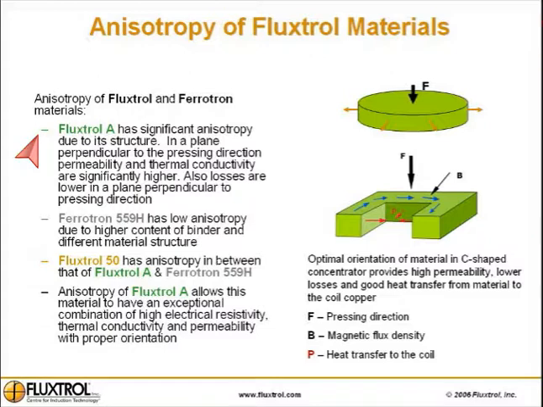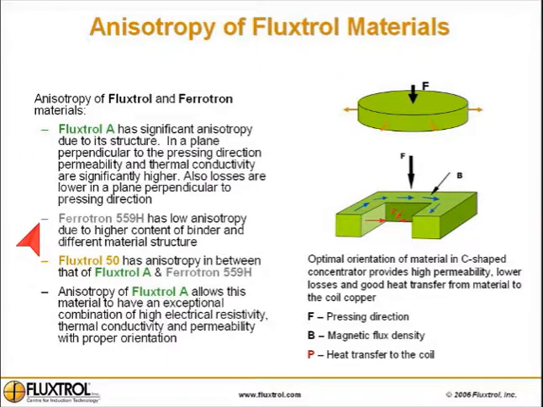Anisotropy of Fluxtrol and Ferrotron materials. Fluxtrol A has significant anisotropy due to its structure. In a plane perpendicular to the pressing direction, permeability and thermal conductivity are significantly higher. Also, losses are lower when magnetic flux flows in a plane perpendicular to the pressing direction.